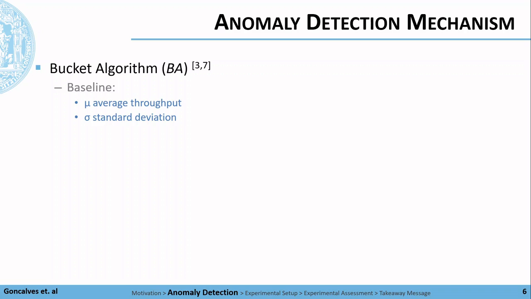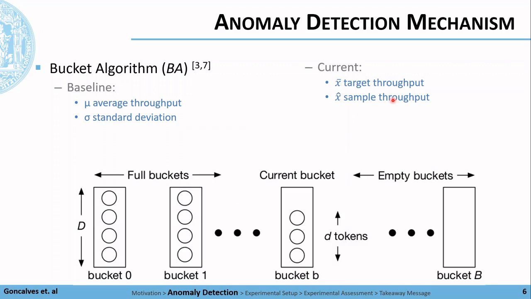As said before, we have a baseline average throughput and standard deviation. The bucket algorithm works by continually comparing the target throughput with the current sample throughput, maintaining B buckets of depth D each. The algorithm is tuned by varying the bucket depth D and the number of buckets B. The larger the product D times B, the smaller the rate of false alarms, but the longer it takes for the algorithm to detect the performance degradation.